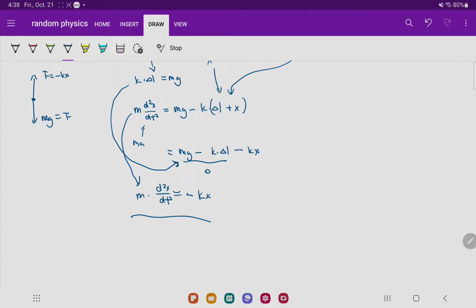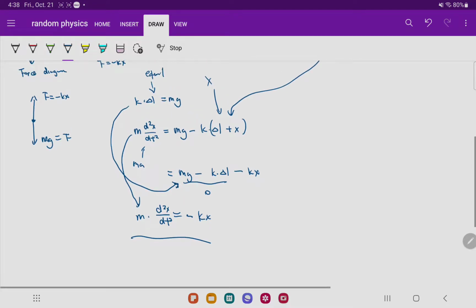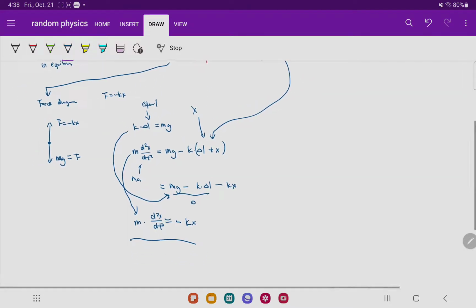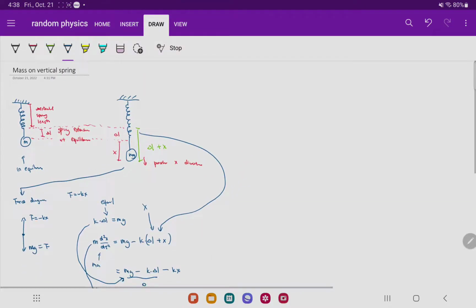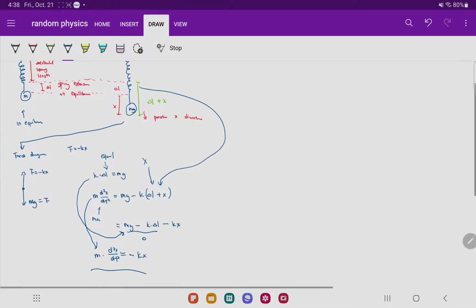Perhaps not surprisingly, the result is identical to the equation of motion from my last video, which was a horizontal spring. So we simply need to measure the displacement from the equilibrium position of the mass to determine the acceleration and so on. So this is the differential equation for a vertical spring.